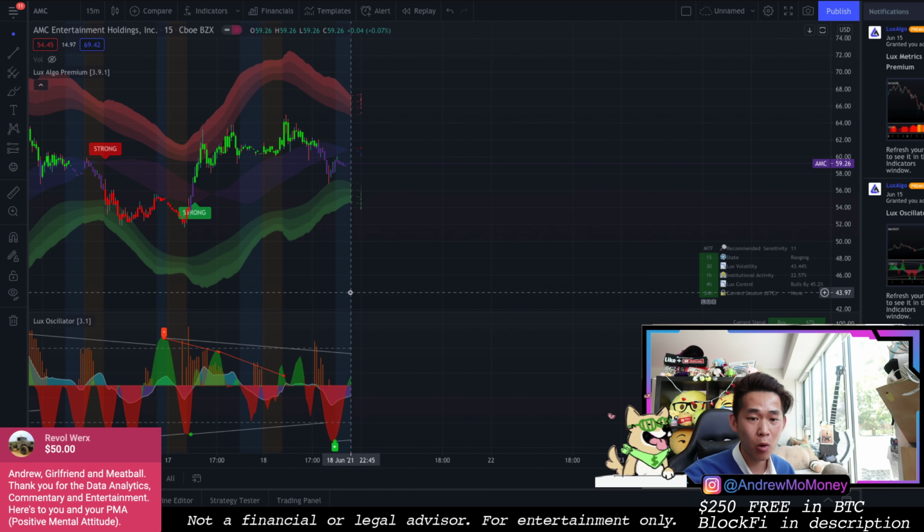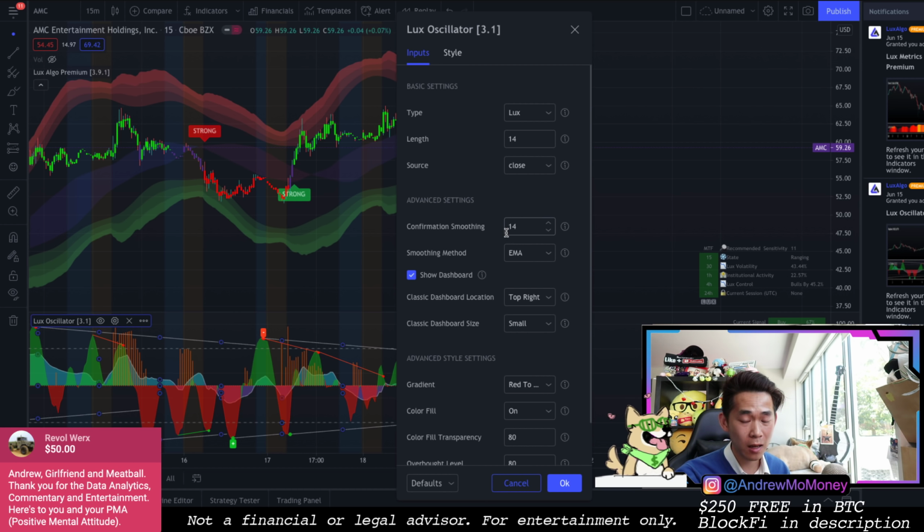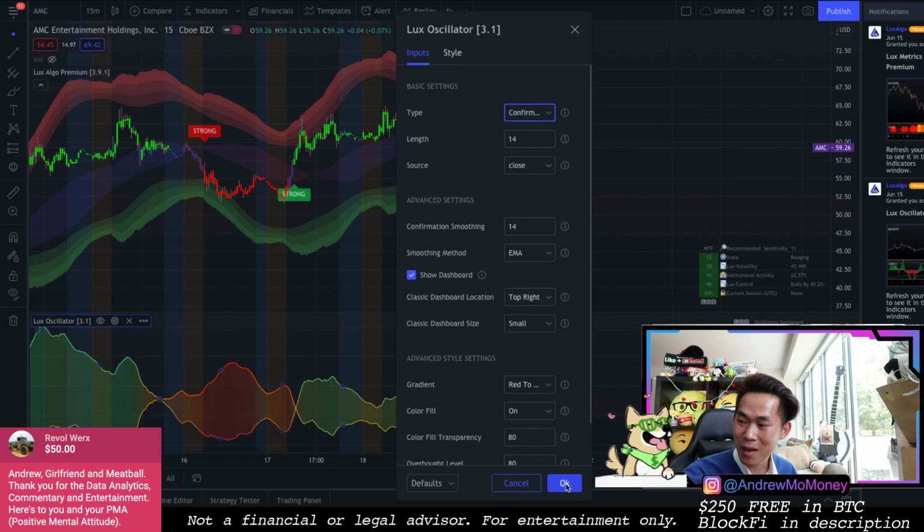Press that X, and now we have a more streamlined set of indicators here. The Lux Oscillator is something that I think you can customize based on understanding bullish and bearish divergences, as well as crossovers for a MACD. A similar indicator here, you can take a look at the type, and then change it from Lux, which is the general flow of much information, probably a little bit too much for your beginner trader, to confirmation, something that makes it a little bit simpler.